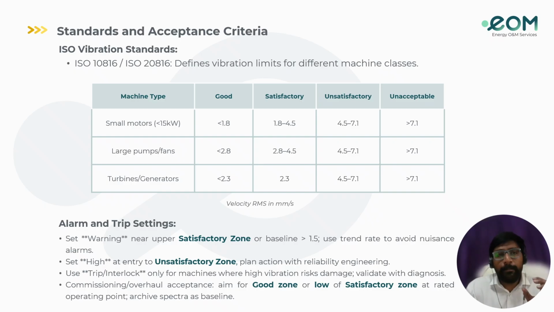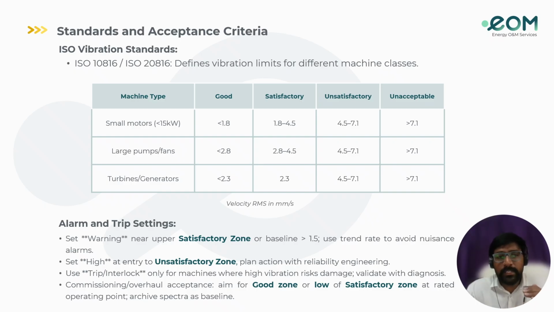After that, measure overall velocity RMS at each bearing, repeat under similar operating conditions and compare to the zone limits of the class, and also start the trend chart. If your values are borderline or jump suddenly, acquire spectra and diagnose the mechanism, whether imbalance or misalignment or bearing issues.